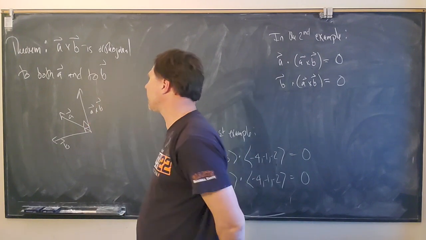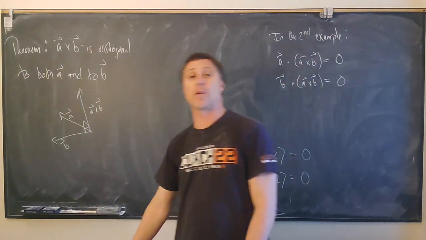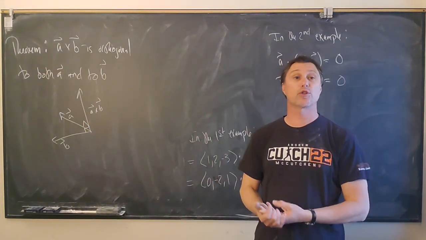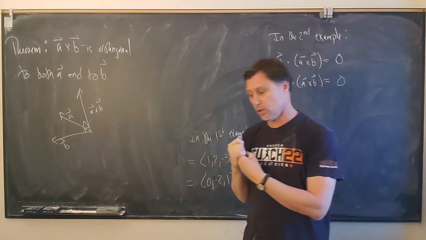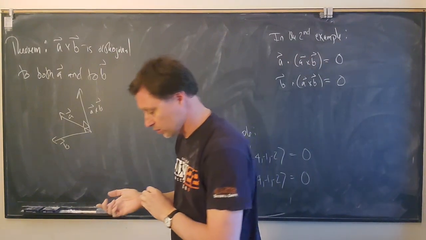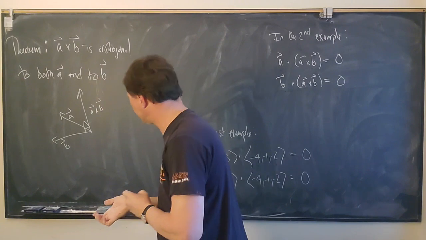And you could actually prove this. Just crank it out from the formula and you'll see it's always true. If you have a vector A and a vector B, you'll get a vector A cross B that's orthogonal to both.